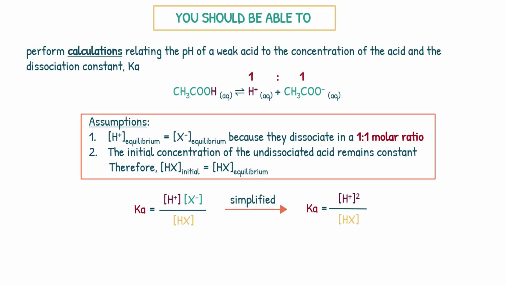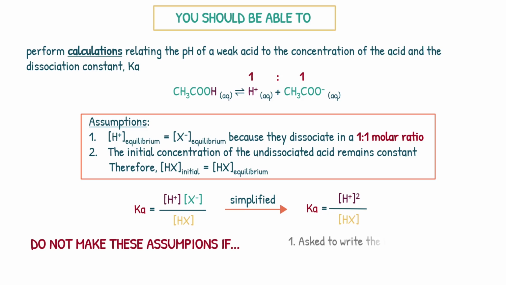I really want to drill this into your head because you need to do this in pretty much every single Ka calculation. However, do not make these assumptions if you are asked to write the full Ka expression. For example, the AQA exam question would literally write something along the lines of, write the Ka expression of propanoic acid. You do not want to make these assumptions. You want to write it out in full as it is on the left. Do not square it. This is really important. They will not give you the marks for that.